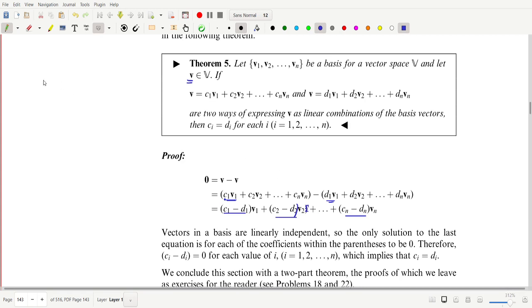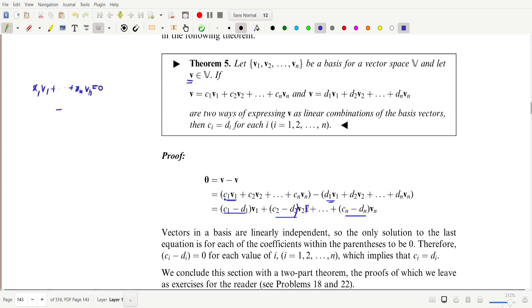Okay, so this is nothing but the definition of linearly independent vectors. Whenever x1 v1 plus etc. xn vn equal to 0 implies each xi equal to 0. So that is what we have applied here. Then you can get c1 equal to d1, c2 equal to d2, etc., cn equal to dn. Then we can say that these two expressions are the same.